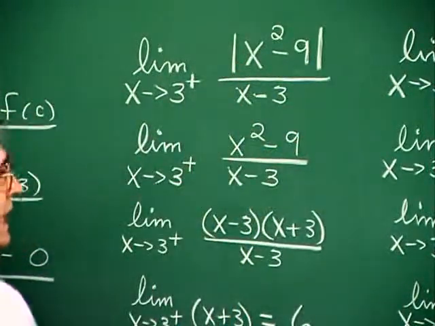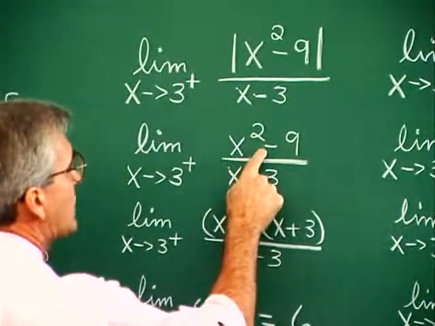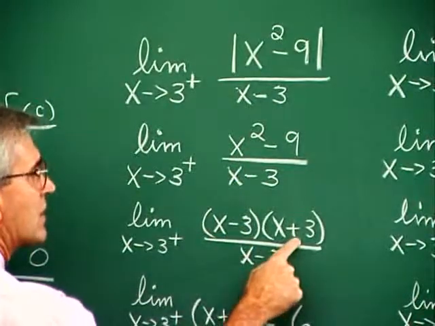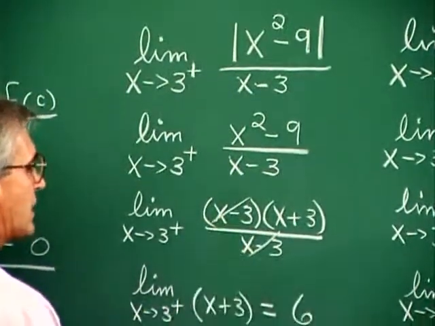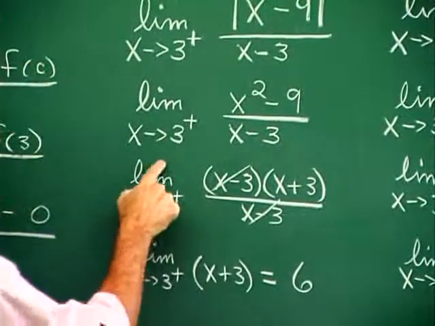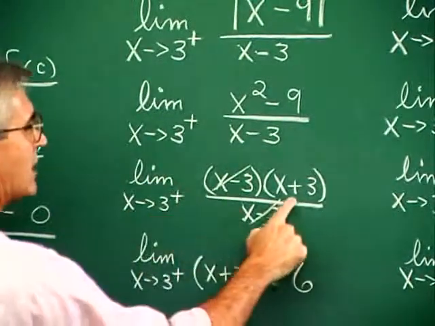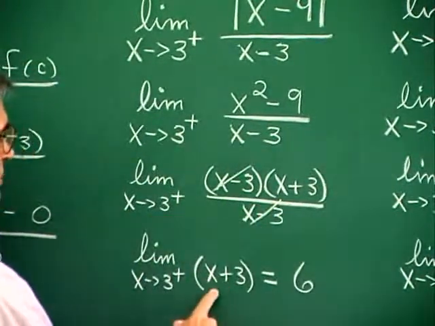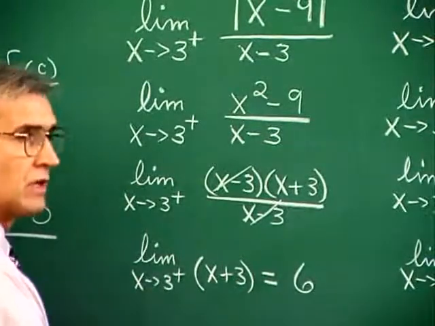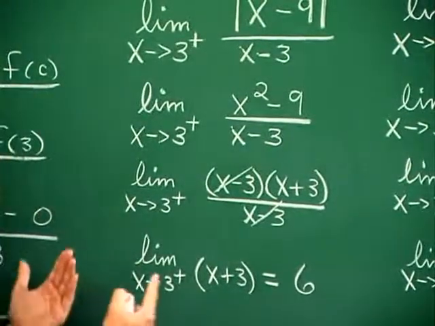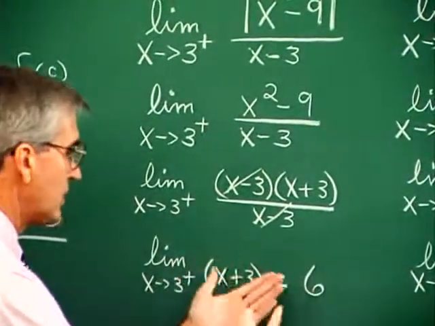All right. And now it's pretty easy to evaluate. X squared minus 9 factors this way, and now we get the cancellation as expected. And the limit as x approaches 3 of x plus 3 turns out to be 3 plus 3, or 6. So, as x approaches 3 from the right, the limit turns out to be 6.